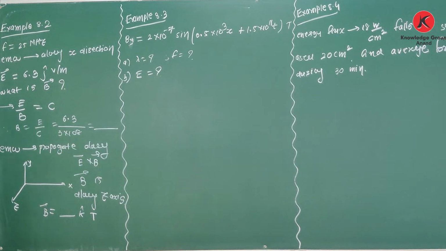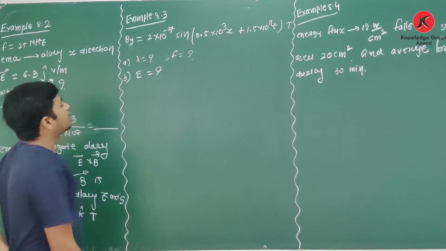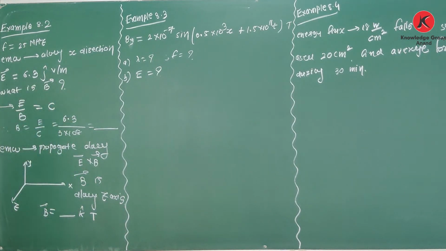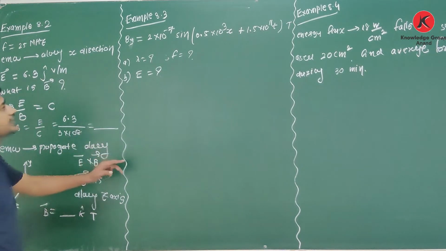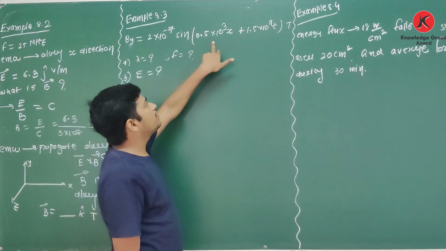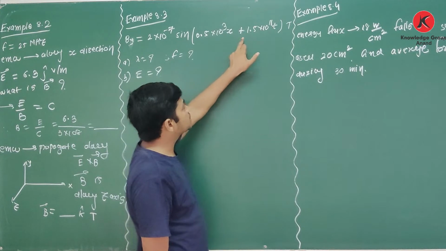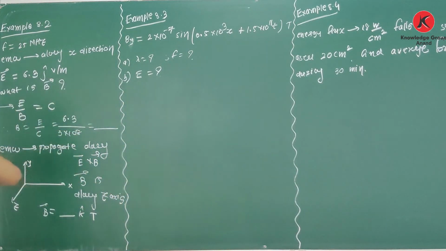Okay, next question. Example 8.3. By is equal to 2 into 10 raised to minus 7 sine (0.5 into 10 raised to 3 x plus 1.5 into 10 raised to 11 t).